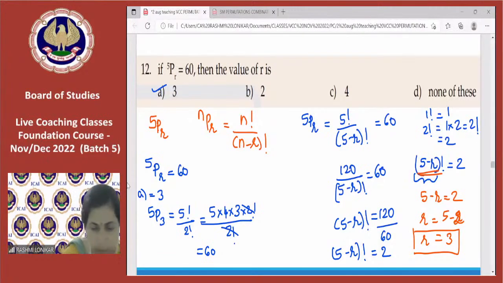I have come to this stage. This step is very important. I have to find a number whose factorial is equal to 2. So I know that 1 factorial is 1, 2 factorial is 2. So 2 factorial is equal to n minus R. And then I solve, I get R is equal to 3.